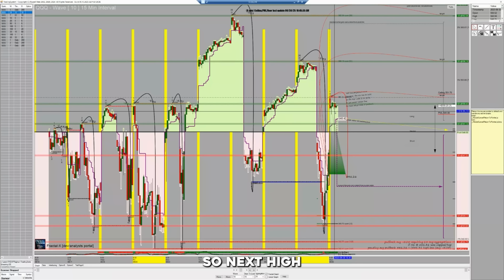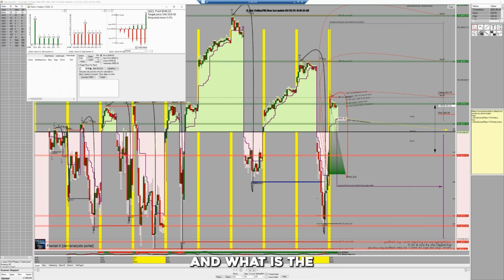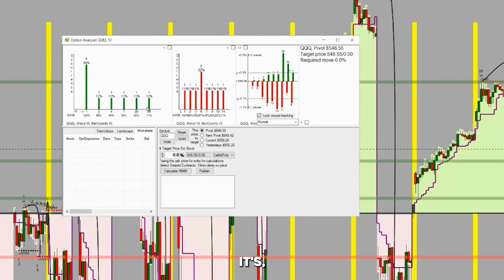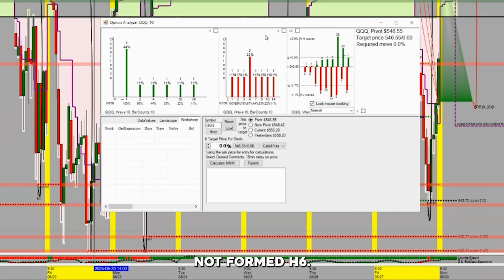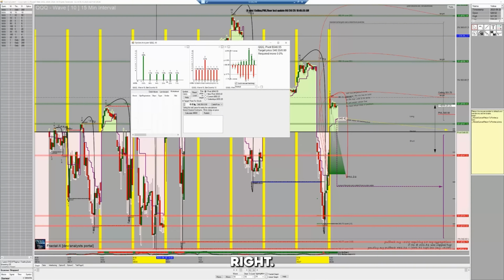So the next high that is going to form, let's say at the next candle, it's going to form another high. High means the price is going to get above 551.31. Let's say you're expecting that. You're not going to see an H2, you're going to see H6. And what is the probability to see H6? It's not there, because in the past 10 days you must not have formed an H6.